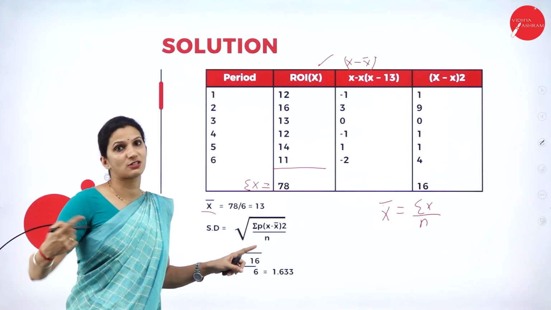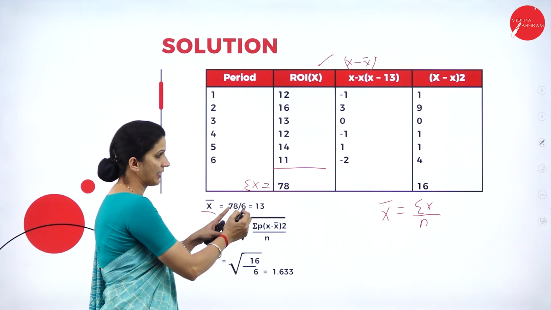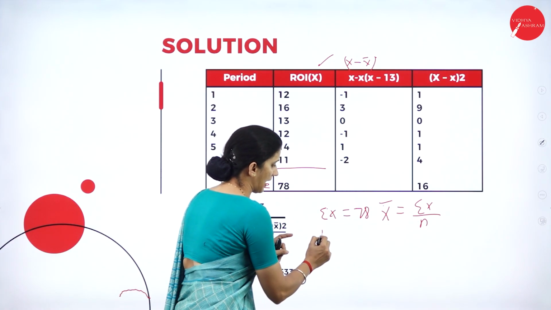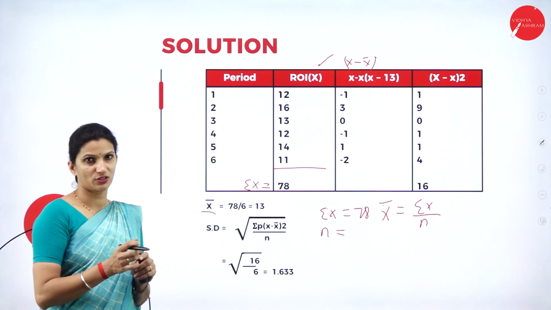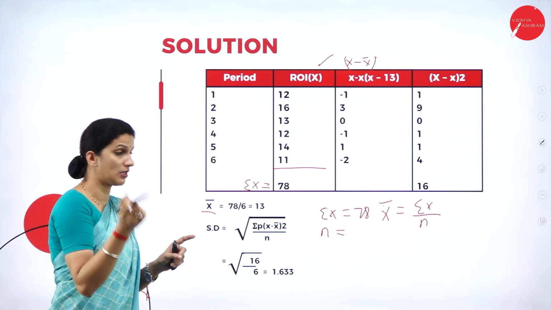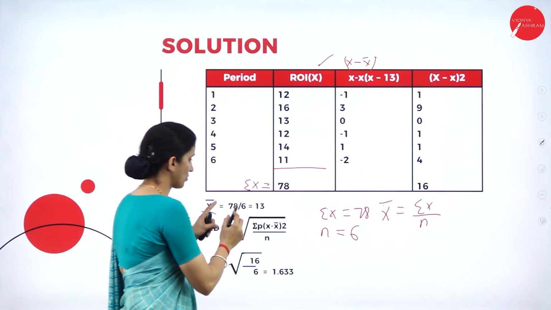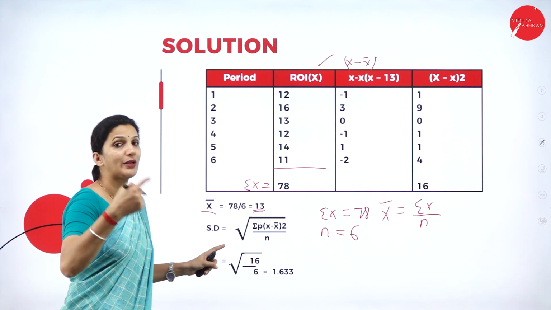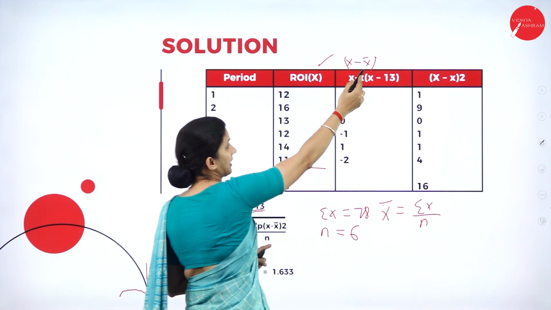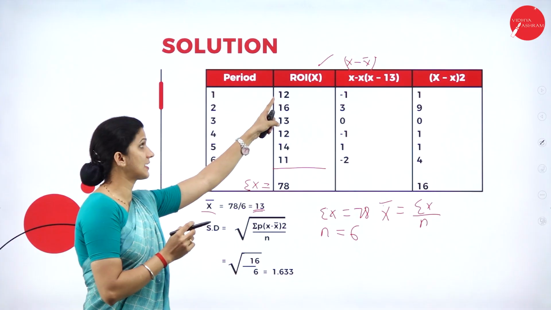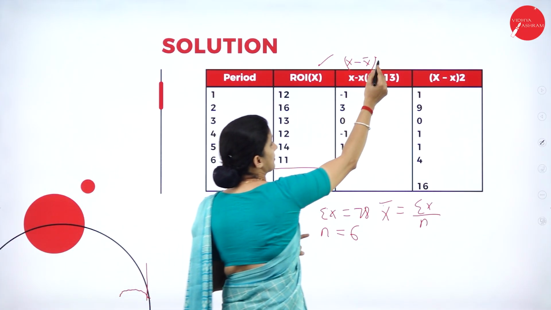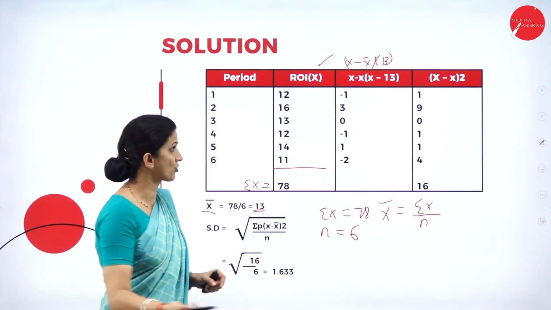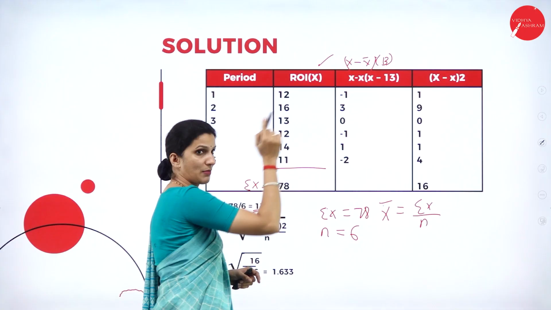So now we'll find x bar. That is 78, sigma x. Then we need n. N means the number of items. Here we have from 1 to 6 years, so n is 6. So 78 divided by 6, your x bar is 13. Now we have to do one more thing, that is x minus x bar. Here x is the ROI and x bar that we have found is 13. So first, 12 minus 13 is minus 1.